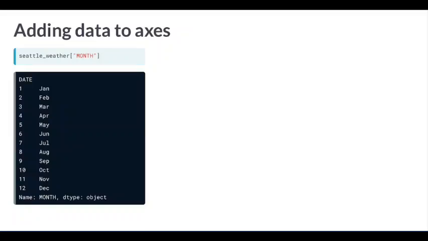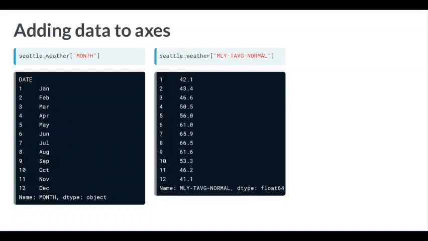Here is some data. This is a data frame that contains information about the weather in the city of Seattle in the different months of the year. The month column contains the three-letter names of the months of the year. The monthly average normal temperature column contains the temperatures in these months in Fahrenheit degrees averaged over a 10-year period.